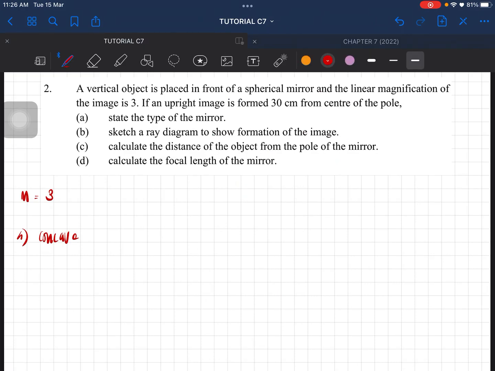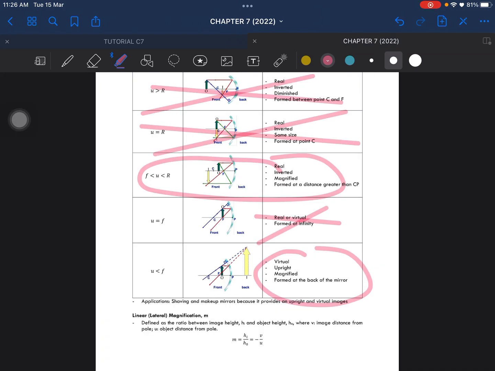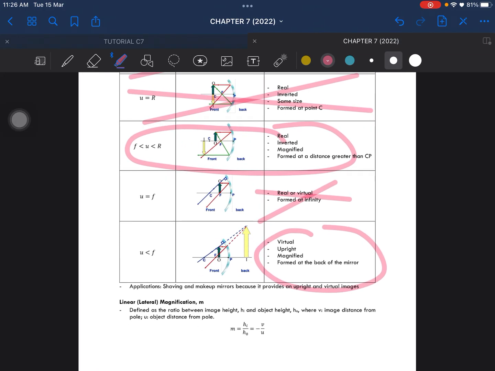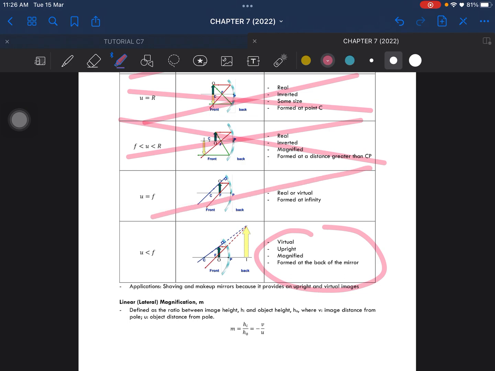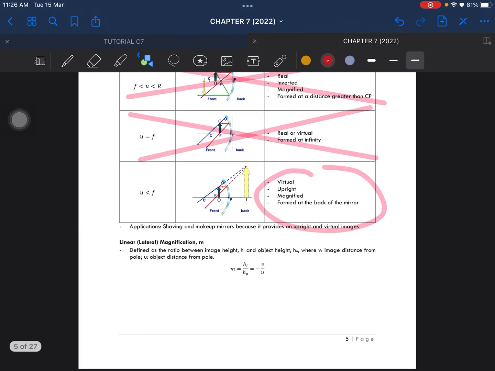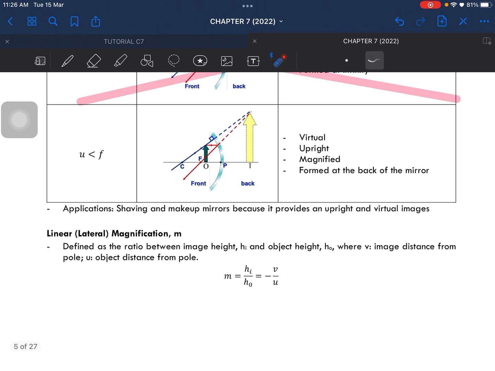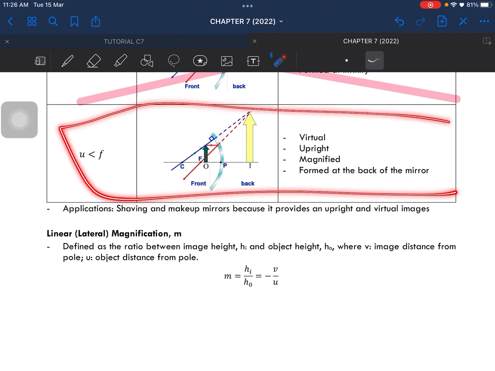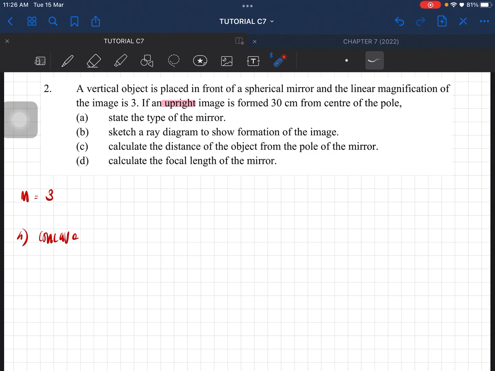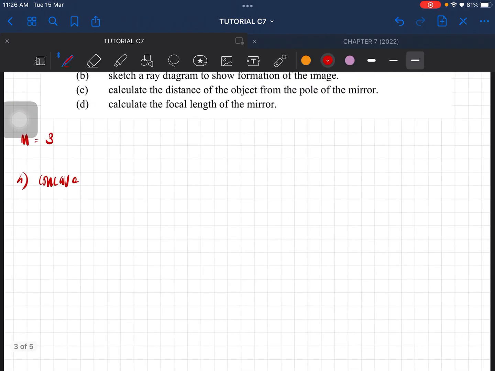But the question also mentioned that it is an upright image. So if it is an upright image, this would be crossed out, and we will be left with only this characteristic. Basically the ray diagram will be something like this, so let's sketch it. V is negative 30 centimeter.